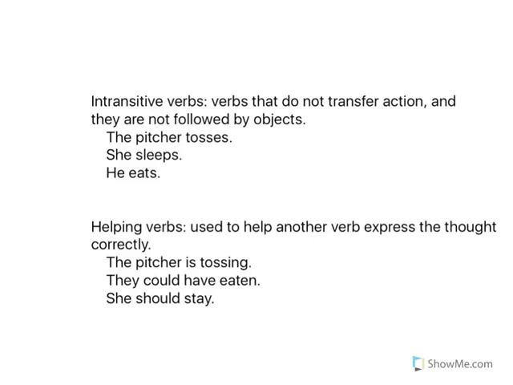The second example is they could have eaten. You can't just say they eaten. This sentence needed the helping verbs could have in order to express the thought correctly. The next example is she should stay. In this sentence, the word should is a helping verb. The word should gives the added details that are necessary to make the sentence correct and express the thought that is wanted to be expressed.